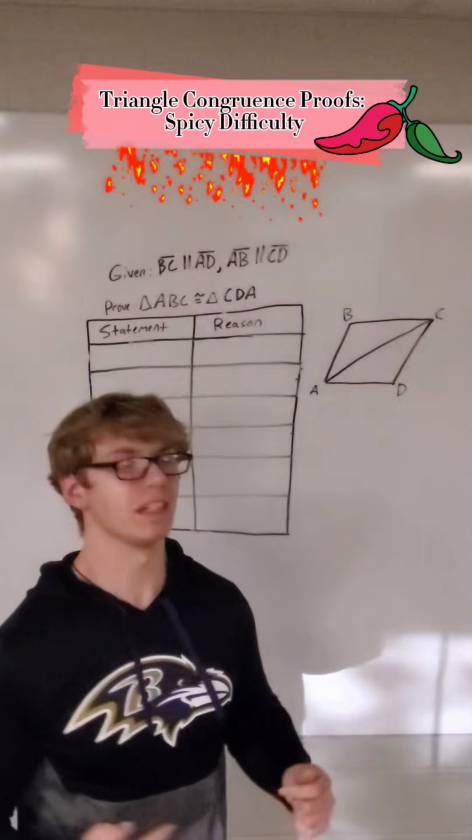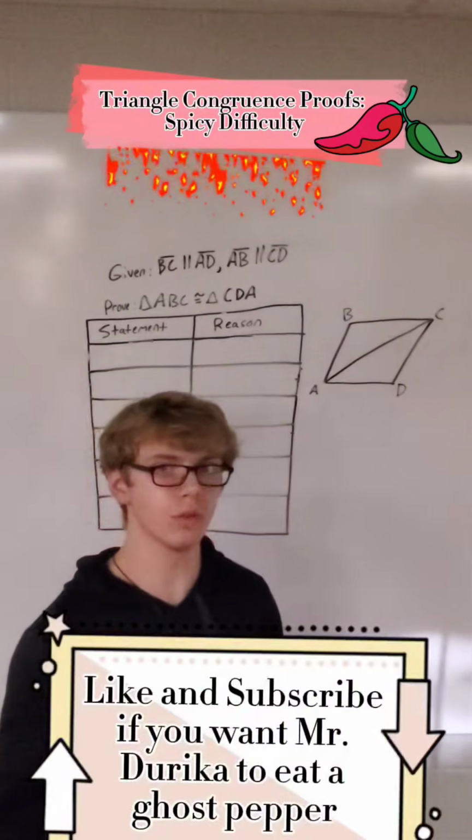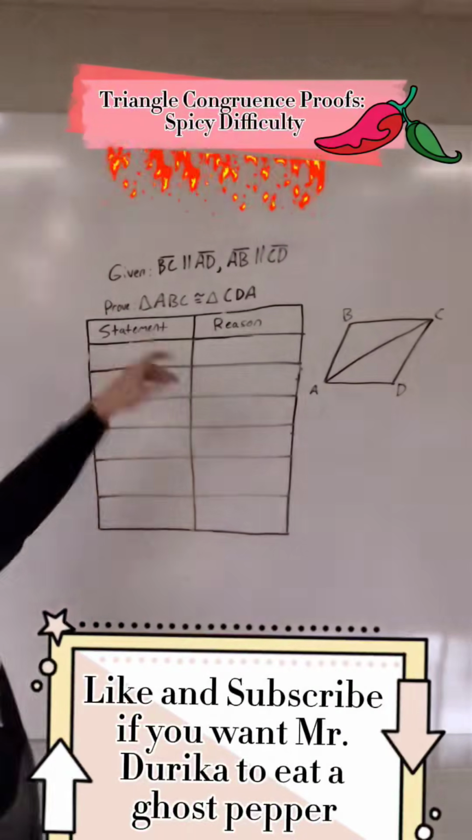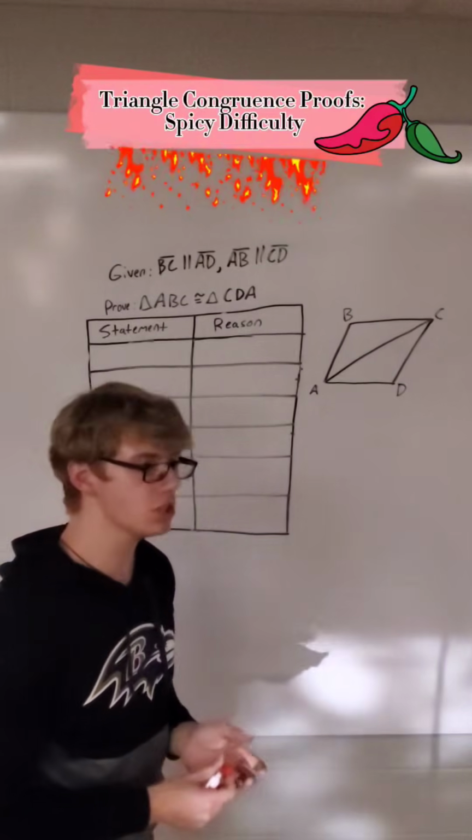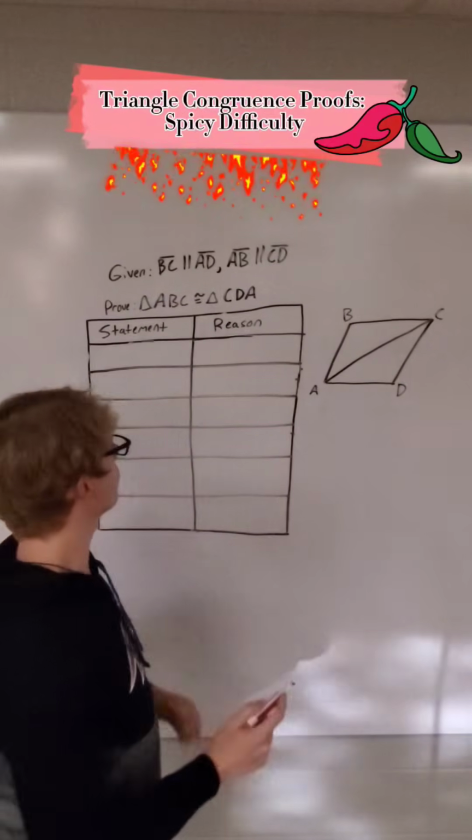All right, now these are getting a little bit spicy. So we've got our highest difficulty proof that we're gonna do. If you wanna see more difficult ones, please let me know. But starting out, we have two pieces of given information, but none of them are congruent. But let's use the first one anyways.